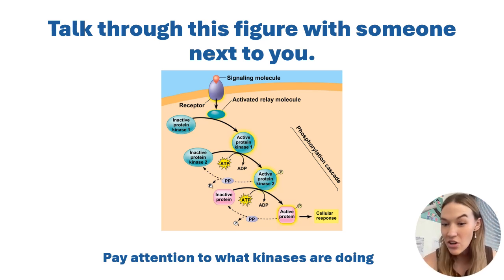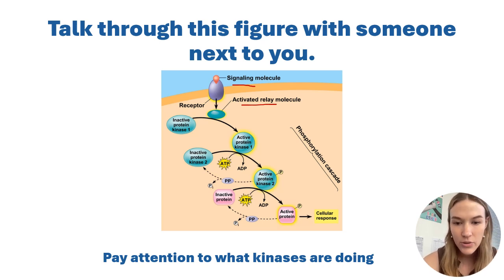So in this case, we start the same way, right? We have a signaling molecule, aka a ligand, binds to a receptor. This receptor is a protein, which in this case, because the signaling molecule binds, the receptor is going to change shape. If it changes shape, it changes function. And so in this case, the function that it is changing to is to activate a relay molecule.